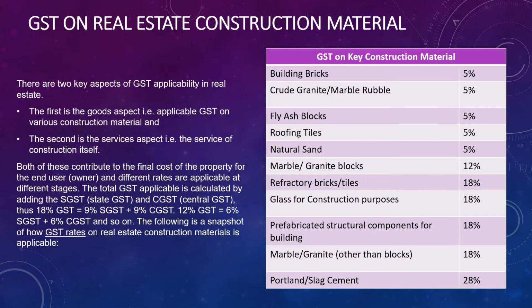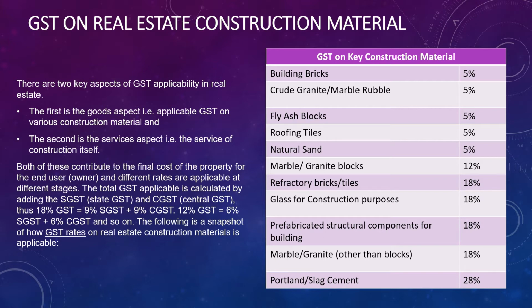So, GST on real estate construction material. So there are basically two key aspects of GST applicability in real estate. The first is the goods aspect, that is the applicable GST on various construction material, and the second is the services aspect, the service of construction itself. So both of these contribute to the final cost of the property for the end user, obviously. And to give some clarity, GST is basically of two parts: the SGST, state GST, and the CGST, central GST. So we add both of these rates, for example, 9% SGST, 9% CGST to get total 18% GST and so on.